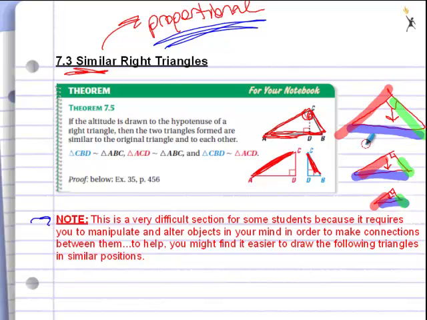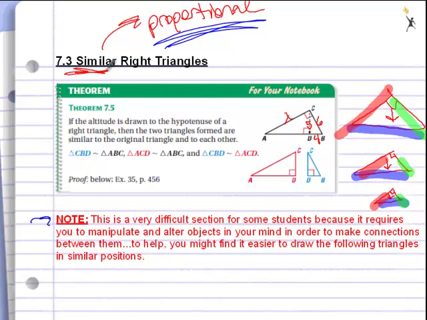This is very, very tough for some kids because they can't redraw them, or they choose not to redraw them, and then they end up looking at this image right here, and they're told this is 5, this is 6, this is X, and this is 4, and are told to solve the triangle, and they have no idea how. So redrawing it will show you that you can solve for that X.